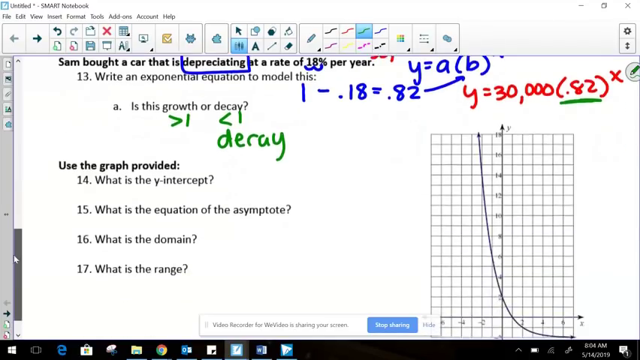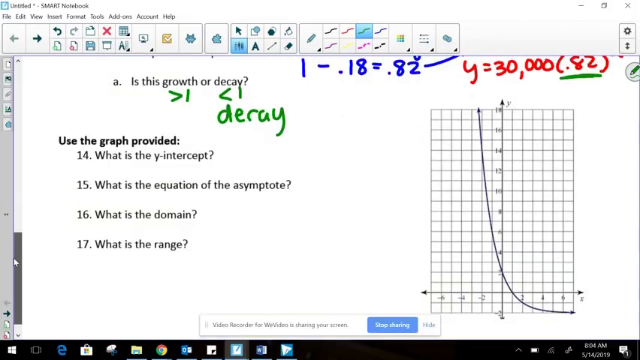All right, last one, the graph. What's the y-intercept? Y-intercept is right here. Write it as a point. So you should get 0, 2. Equation of the asymptote, that's this dotted line down here that the graph will never cross. Okay, so it's a horizontal line. Since it's a horizontal line, it's y equals -2.